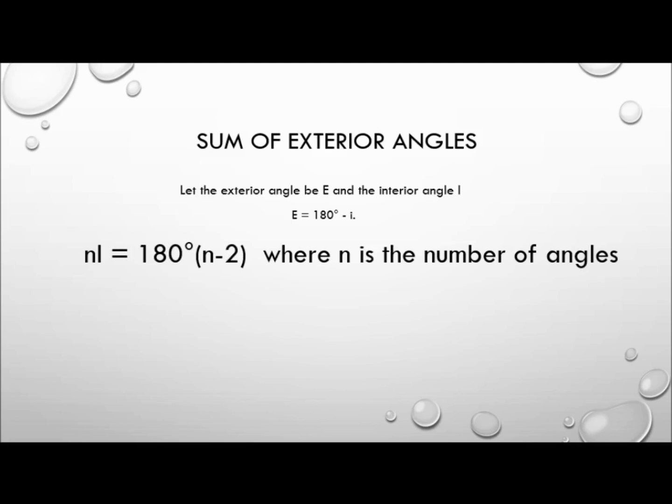Now again, as we've already said, the sum of the interior angles is 180 degrees multiplied by n-2. That is to say, the number of angles minus 2. That's because we can make n-2 triangles out of an n-sided polygon. Now, the sum of the interior angles can be expressed as n times I, so we can say n times I is equal to 180 degrees into n-2.